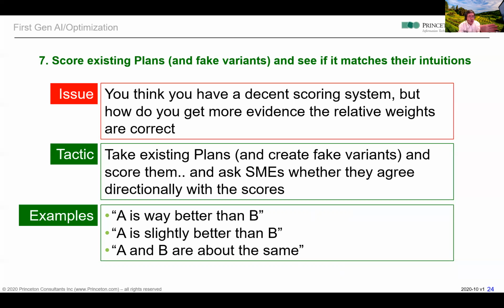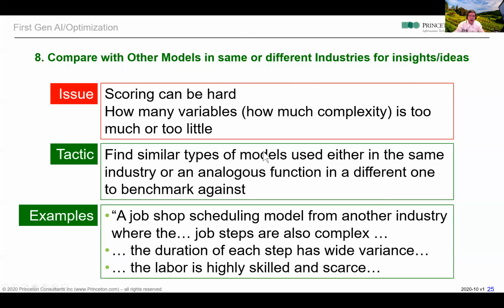So you might say, oh, A is way better than B, or A is slightly better than B, or it's hard to say. They both have their pluses and minuses. And so does that match ballpark with the scoring you've done? Before you get into the really esoteric stuff, are you in the right ballpark in terms of your initial scoring? So that's a tip.